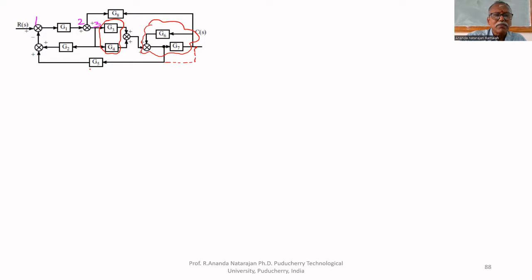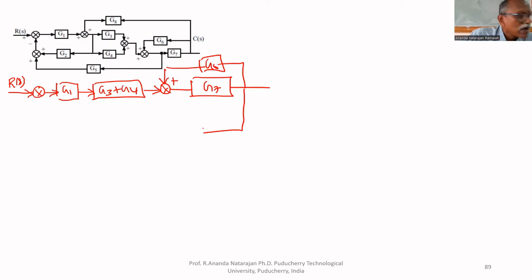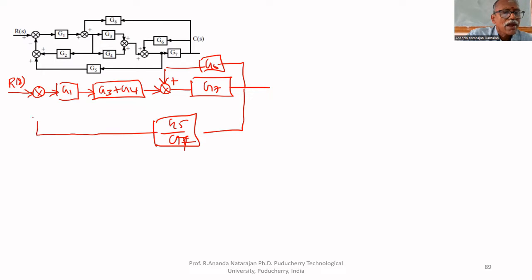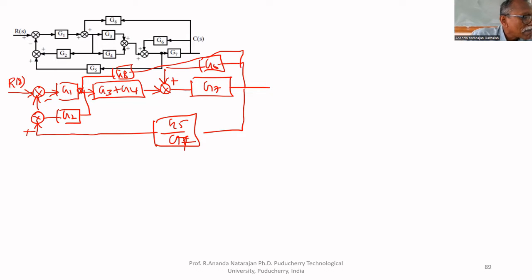If we move it, what will happen is G5 has to be divided by G7. The feedback is positive, G6 G7. G5 upon G7. G2 is coming from here. One summing junction is there, G8. That's all. Therefore, G9 equal to. Now this can be simplified.